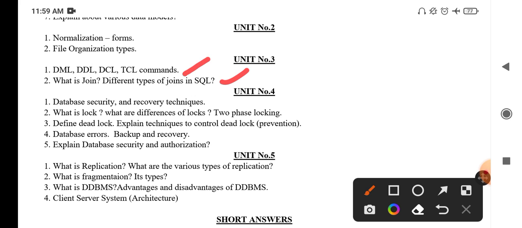So we have different types of joins, like natural join, equi join, left join, right join. All the joins concepts you have to explain. You know already, in the joins concept, the important join is natural join, which is very important. You have to explain all the joins concepts along with the example. So that is what we have to explain in unit 3.